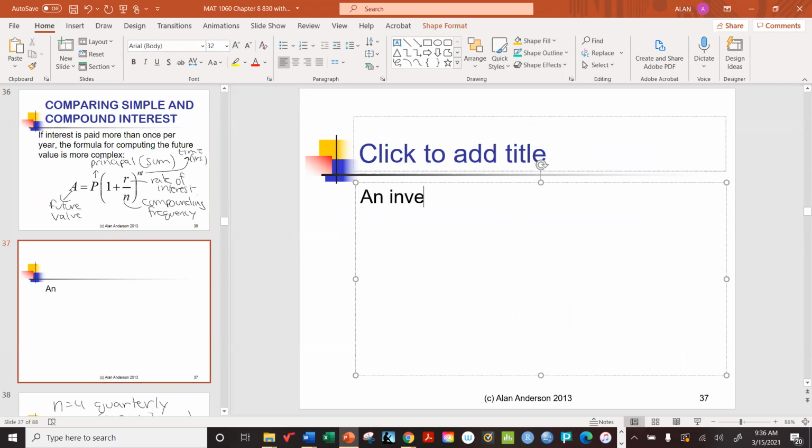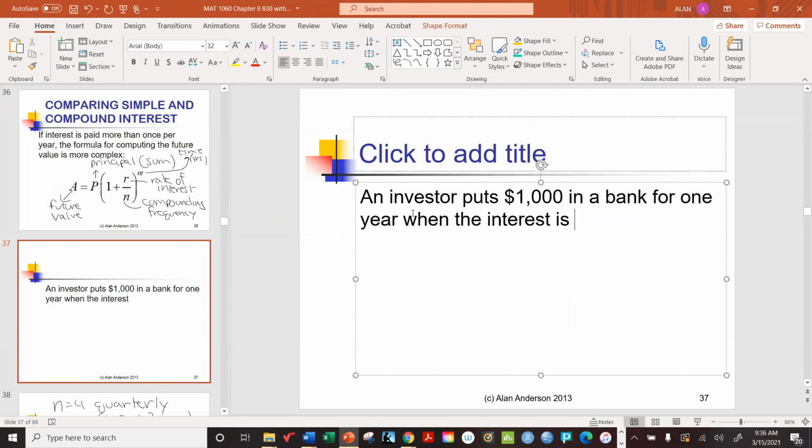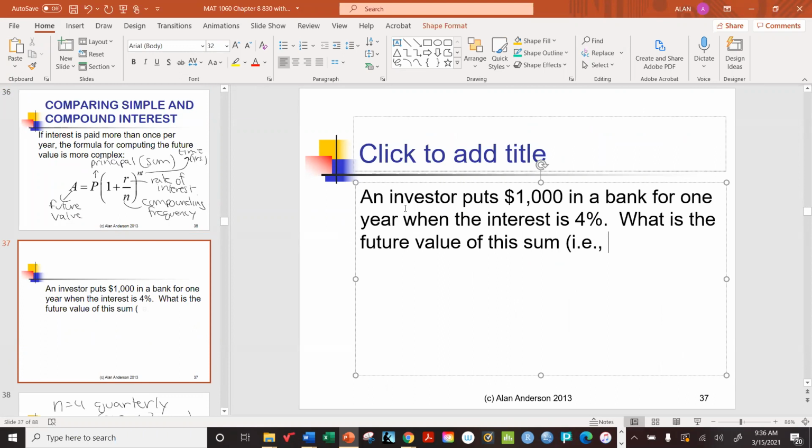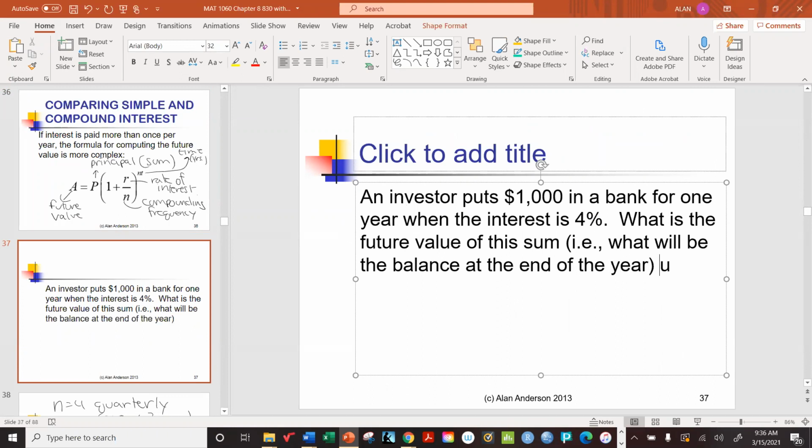So let's go back and revisit this example. An investor puts $1,000 in a bank for 1 year when the interest is 4%. What is the future value of this sum? In other words, what will be the balance at the end of the year under the following assumptions?